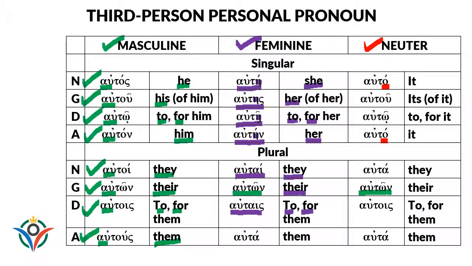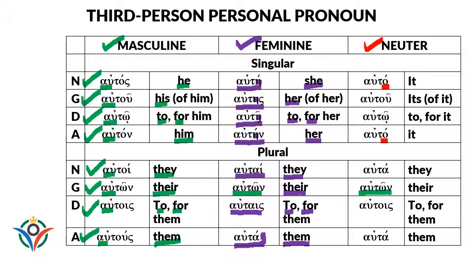And then we have, apologize, I should have added a sigma in there. So this is autas, which is translated as them. So let me go through the feminine forms with you. The singulars: aute, autais, aute, autain. Plural: autai, auton, autais, autas.